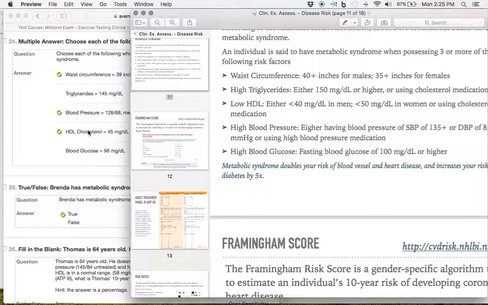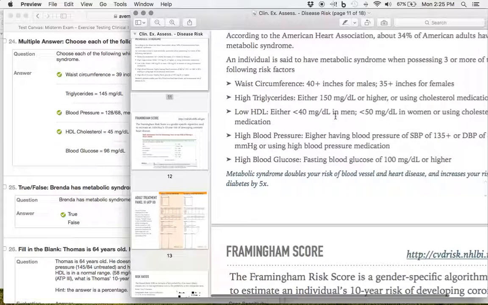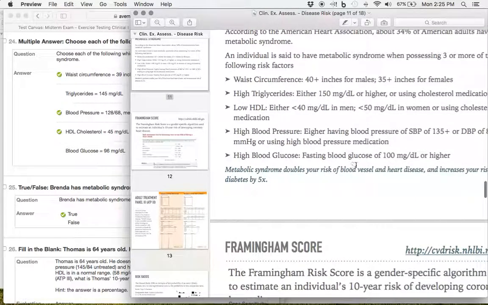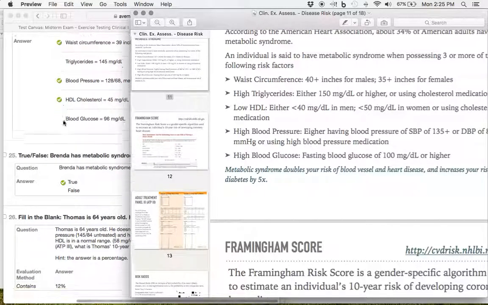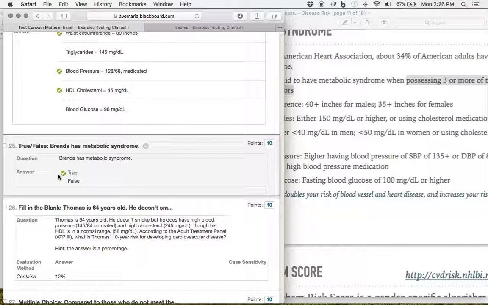HDL cholesterol is 45. Is that low? Is that high? What do you guys think? Well, if it's less than 50 in women, then it is too low. It needs to balance out that LDL cholesterol. Hers isn't doing a good enough job at that. Blood glucose, anything less than 100 is okay. Anything over 100, not okay. This is less than 100. No checkbox necessary. So she has exactly 3, and we said that 3 or more is exactly what she needs to be considered to have metabolic syndrome.